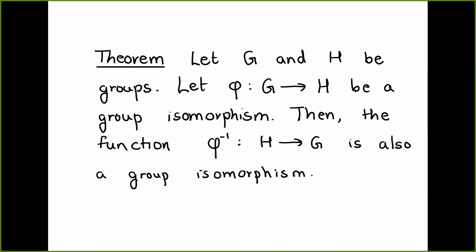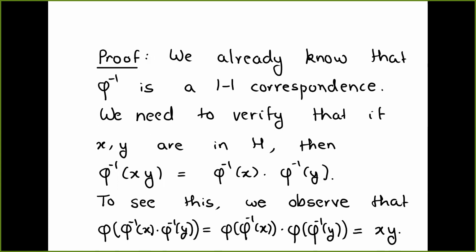that if G and H are groups and phi is an isomorphism from G to H, then the inverse function phi inverse is also a group isomorphism. The thing is that phi inverse exists as a function because phi is a 1-1 correspondence. When I say that it is a group isomorphism, I'm saying that phi inverse also respects the binary operations. That is all we need to check. We already know that phi inverse is a 1-1 correspondence. So what do we need to check? We need to check that if X and Y are in H, then phi inverse of XY is equal to phi inverse of X times phi inverse of Y.